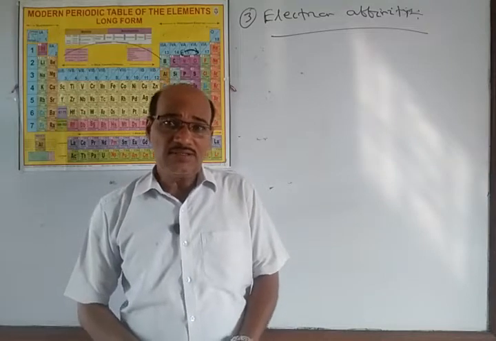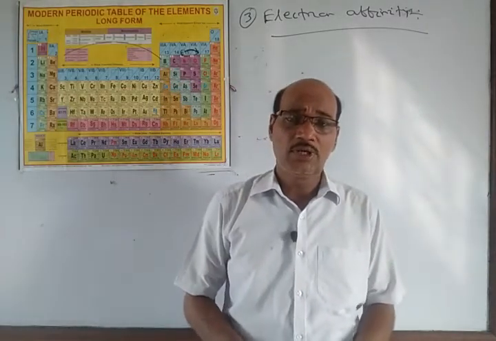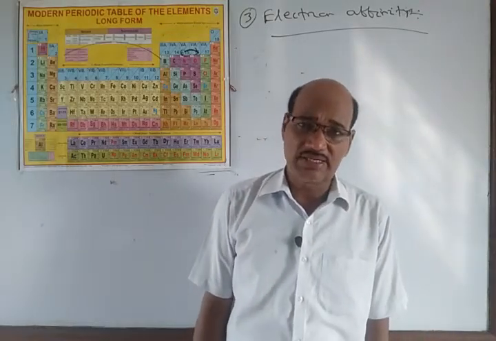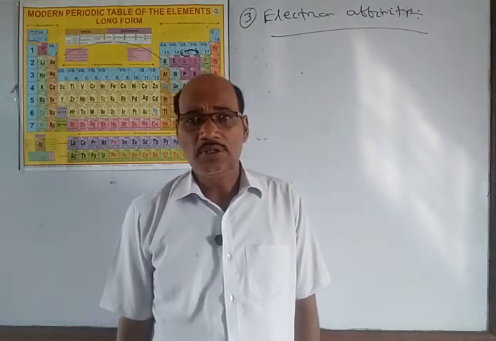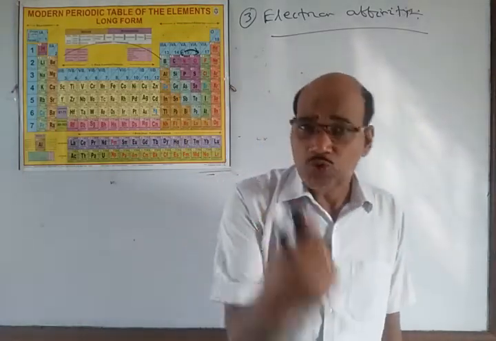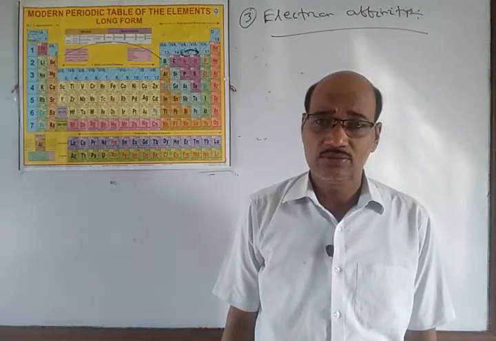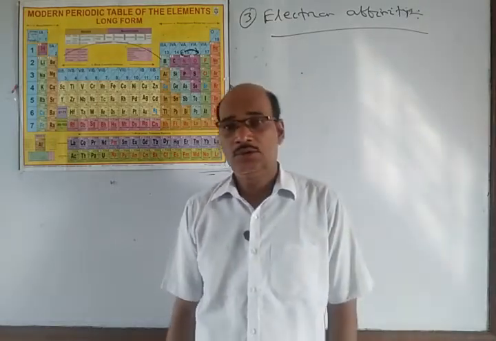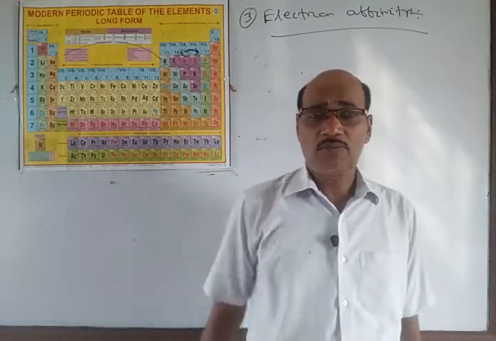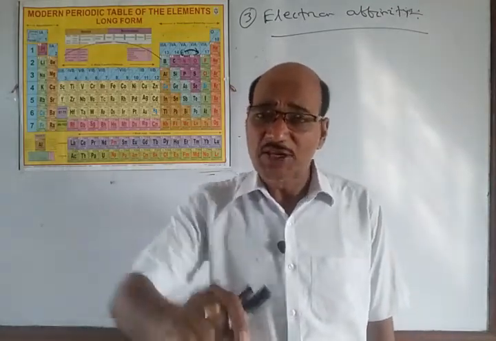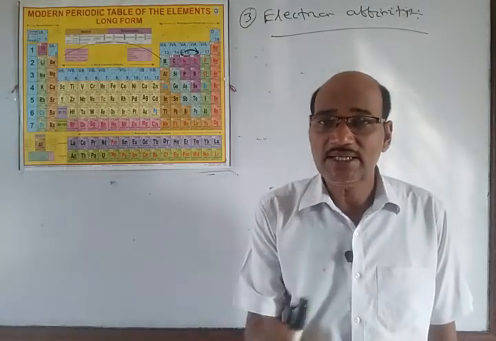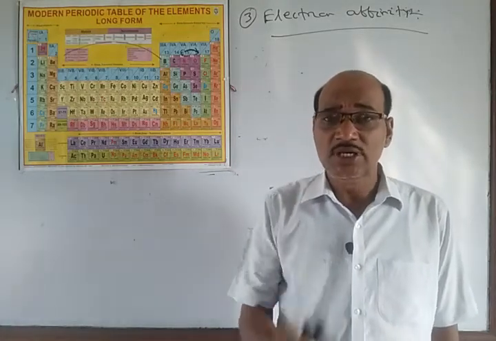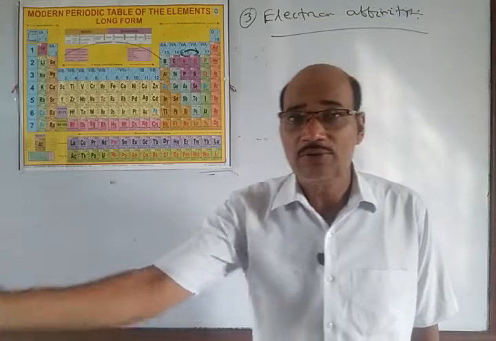Like the ionization energy we have seen, when we remove an electron, we have to supply the energy. Similarly, if you want to add an electron to a neutral atom to get a negative ion, the energy is released. That is called what? Electron affinity. So electron affinity is the amount of energy released when an extra electron is added to the valence shell of a neutral gaseous atom in order to get a monovalent negative ion.